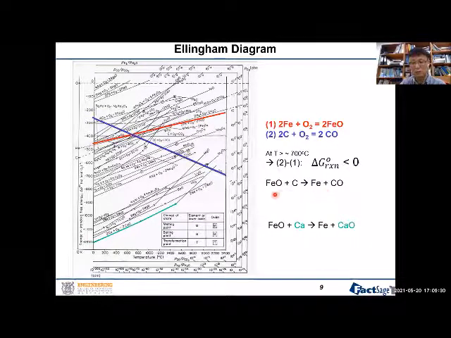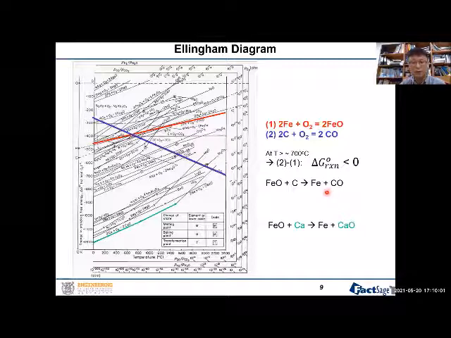So if the Gibbs energy of reaction for this one is negative, then we can actually get a forward reaction. It means we can react iron oxide with carbon to produce iron metal. If you look at the graph here, this is CO and this is FeO. If the temperature is above this temperature, in all this area here, you can have a negative delta G naught of reaction for this chemical reaction.